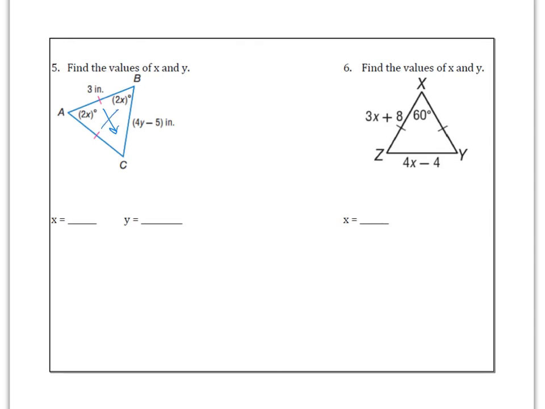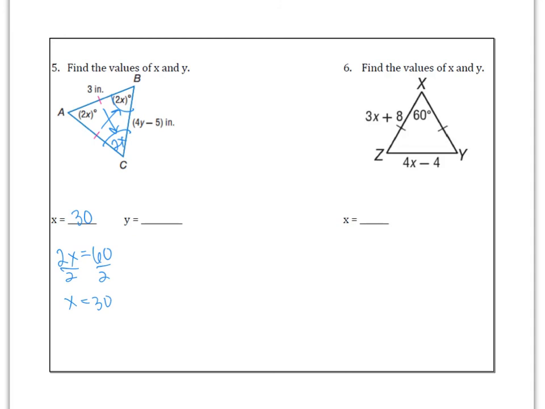Across from the 2 tick marks, I should have congruent angles. So if B is 2x, C should be 2x. All three angles are then 2x, so 2x has to be 60 because 180 divided evenly by 3 is 60. So divide by 2, x is 30.